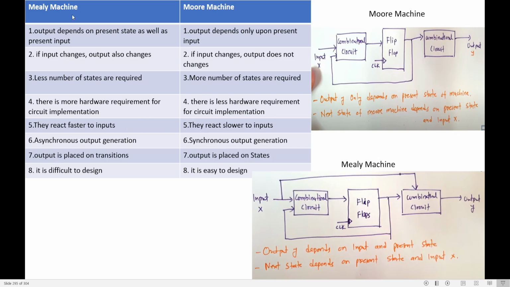This is the difference between Mealy and Moore. So totally 8 points. If it is asked in a 7-mark question, you can write 7 points. If it is asked in a 2-mark question, you can write 2 points. In a 7-mark question, don't forget to draw this diagram, so that you get the full marks.